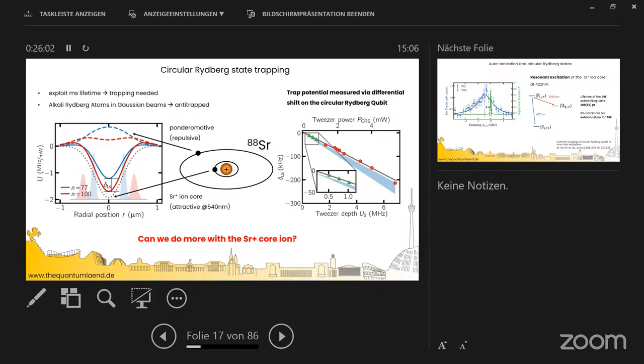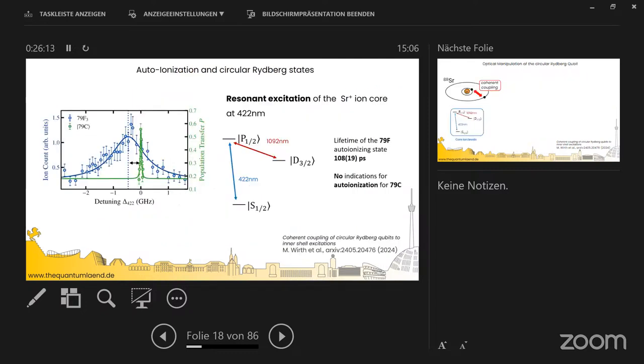The question is now, can you do more with this? And the nice thing is that you can also use transitions in this core in a resonant fashion. That is very special to the circular state. If you have an S state, for example, of an alkaline earth atom, and you excite the core, then the S state would penetrate to this second electron that you excite, and they can collide, and that leads to a process which is called autoionization.